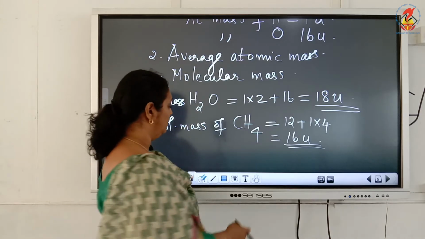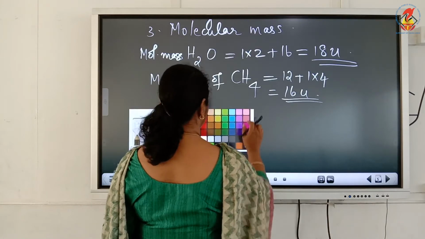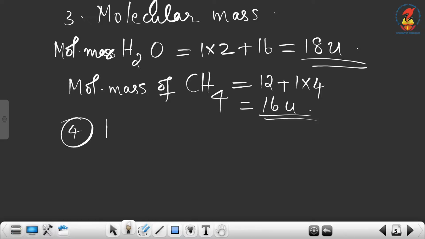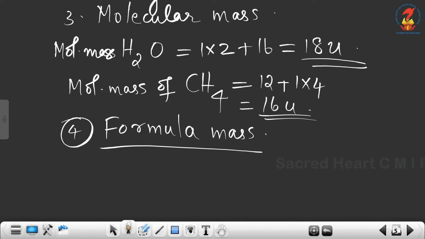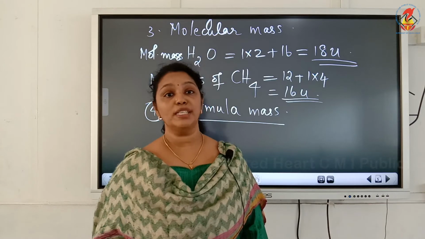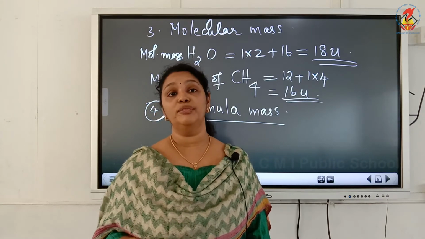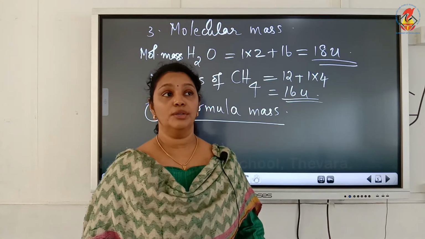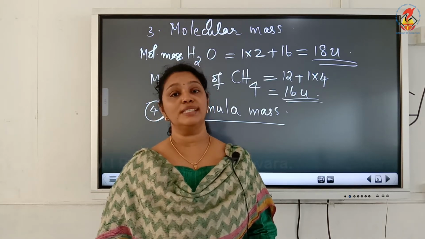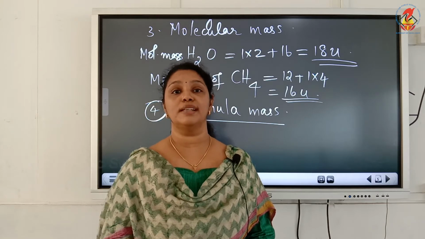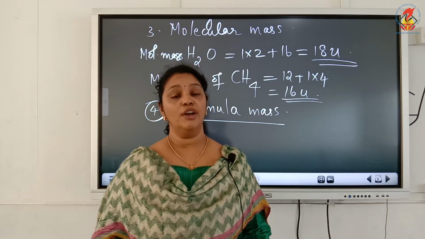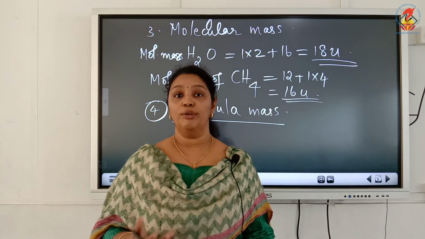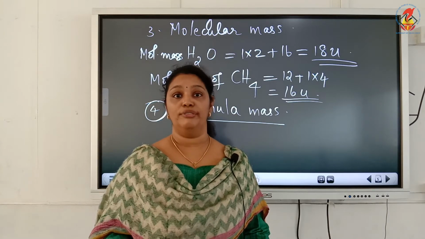Now the next term is formula mass. The calculation of formula mass is the same as molecular mass, but you use the term formula mass for ionic compounds like sodium chloride. So the formula mass calculation is the same as molecular mass. Formula mass is the sum of atomic masses of all the elements present in the formula unit of a compound.